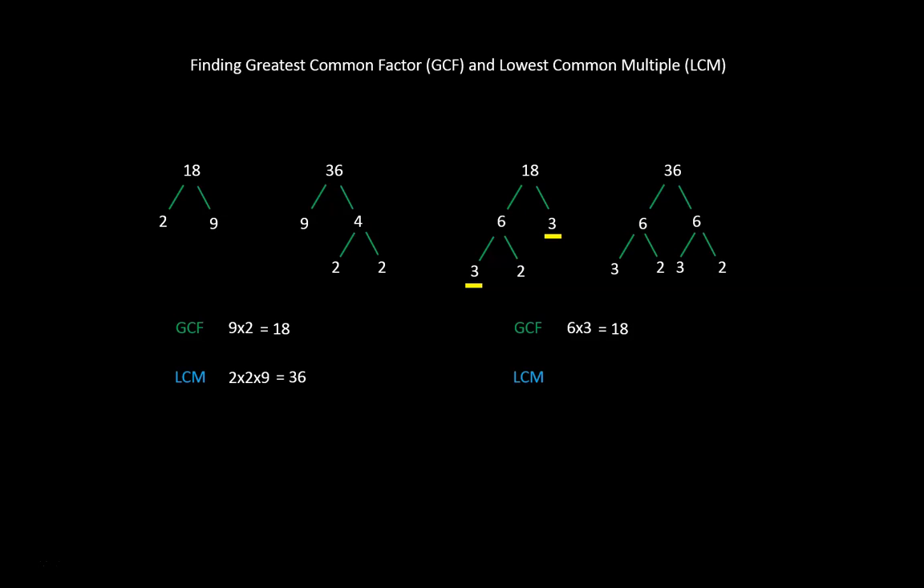We have one 2 under 18, but two of them under 36, so we take the two 2s. Now multiply the two 3s and the two 2s to get 36 for the lowest common multiple. This agrees with the first method. This shows that there is more than one way to do the factoring.